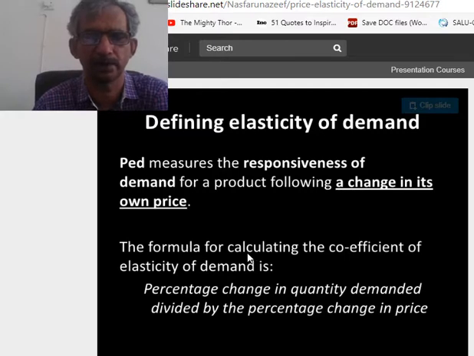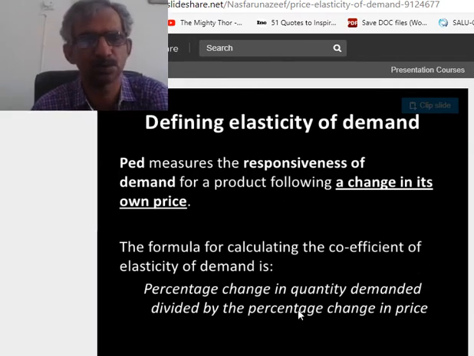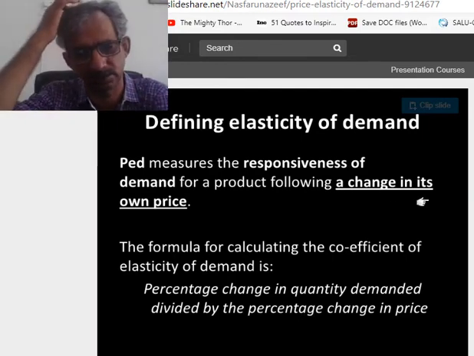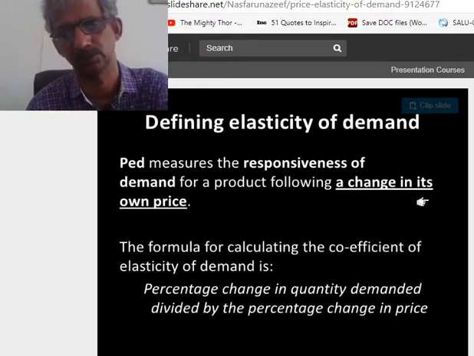The formula for calculating the coefficient of elasticity of demand is percentage change in quantity demanded divided by the percentage change in price. So we measure the price elasticity of demand by using this formula, dividing the percentage change in the quantity demanded by the percentage change in the price.